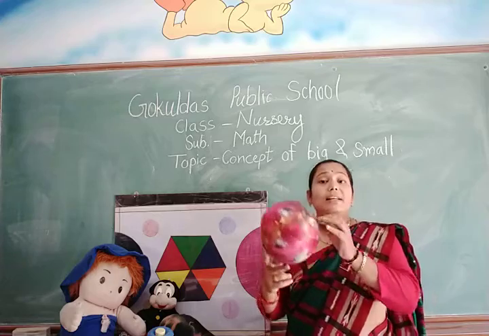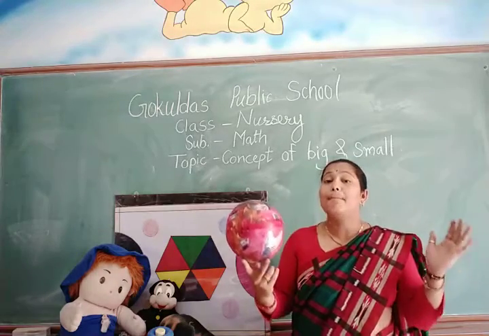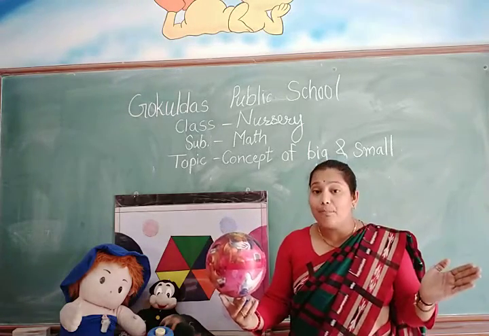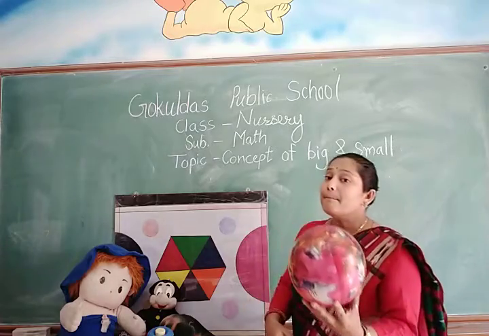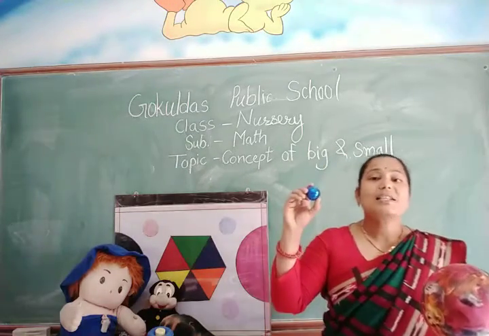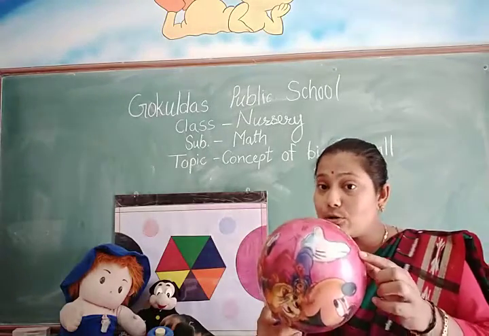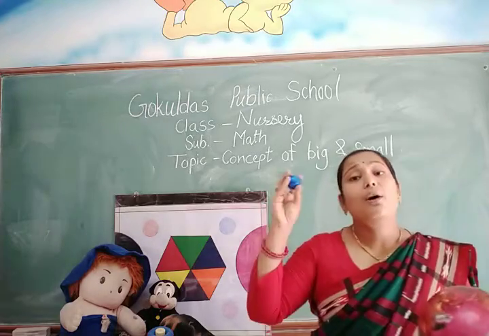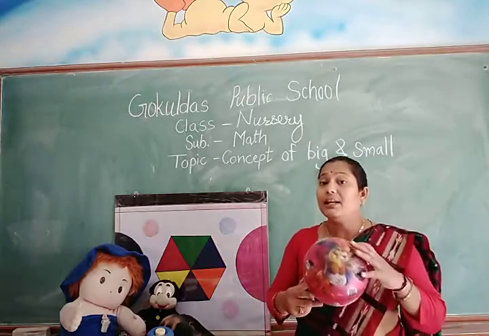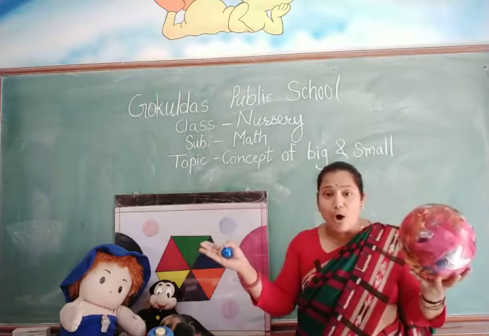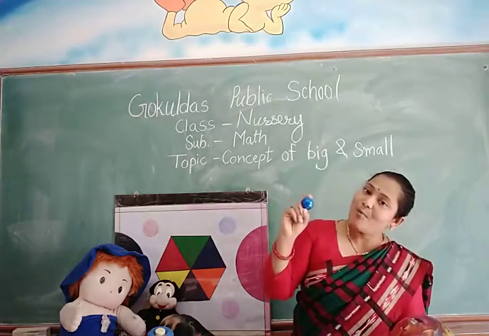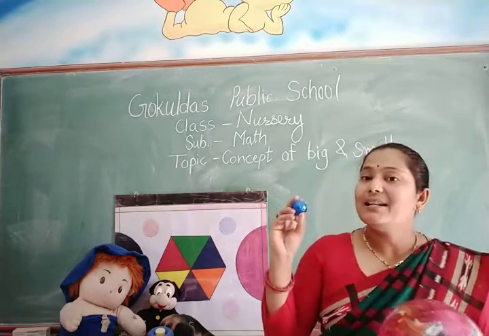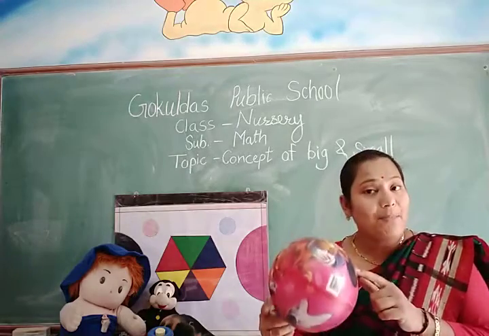See here, this ball and this ball, ये दोनों बॉल हैं, लेकिन ये कैसी बॉल है? बिग बॉल है। This is a big ball and this is a small ball. This shape is also circle and this shape is also circle, लेकिन ये कैसी है? Big ball. And this is small ball. Big ball and small ball.